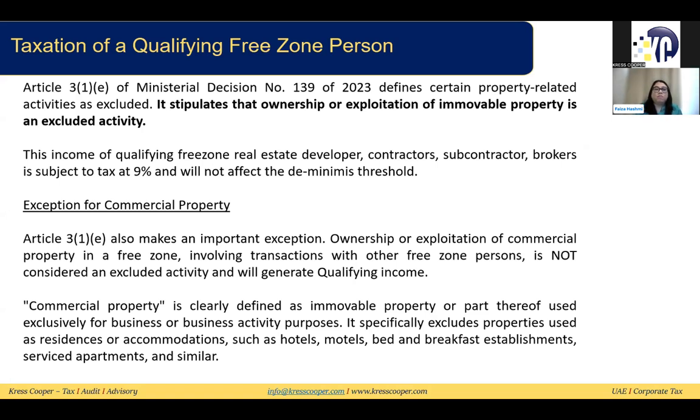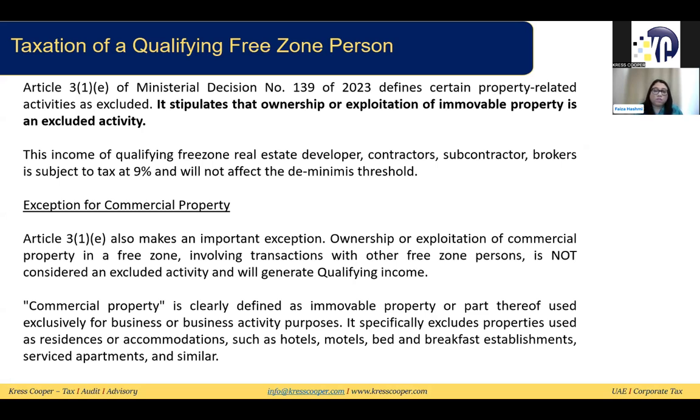So any income of the qualifying free zone real estate developer, contractor, subcontractor, broker will be subject to 9%, and it will not be part of the de minimis threshold. Now, the only exception that they have given there is for commercial property. The exception is that if the ownership or exploitation of commercial property in the free zone involves transactions with another free zone person, then it is not part of the excluded activity. And this will generate the qualifying income, which means it will attract the 0%.